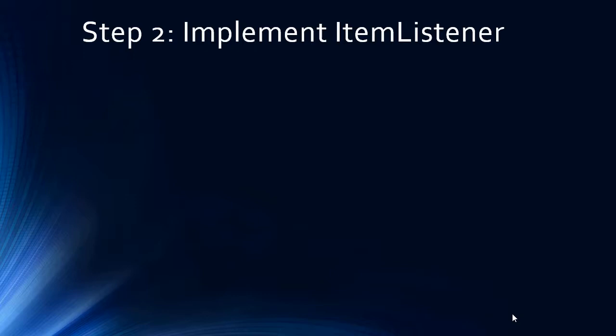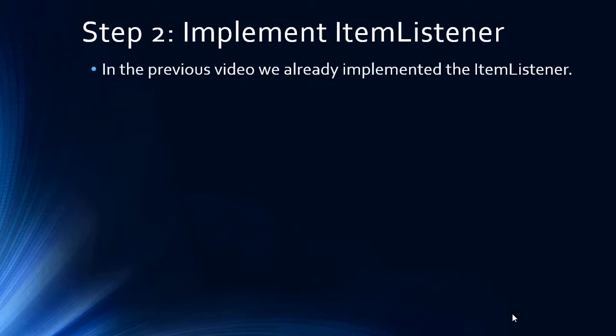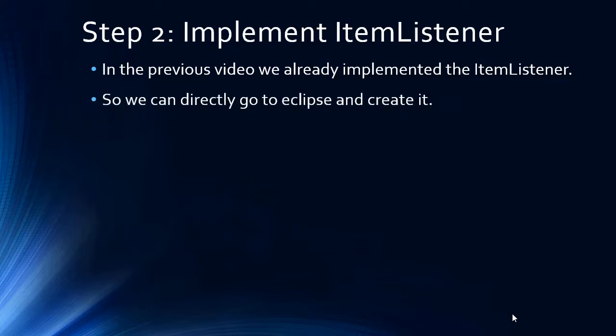Alright, so in the previous step we added all the controls to the frame window and we displayed the frame window. So you also saw how the radio button works. Since we have two radio button groups, we left two radio buttons in a checked state. Alright, now we will handle the item listener. In the previous video, we already implemented the item listener. So we can directly go to Eclipse and create a handler method for this item listener.